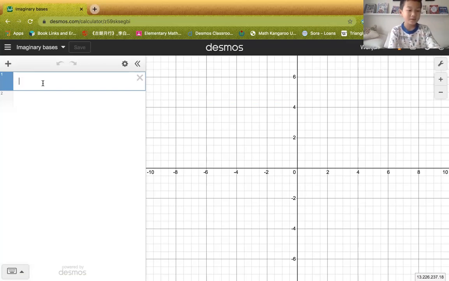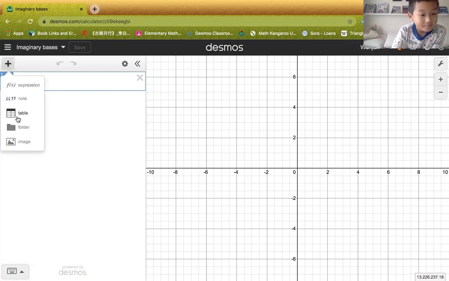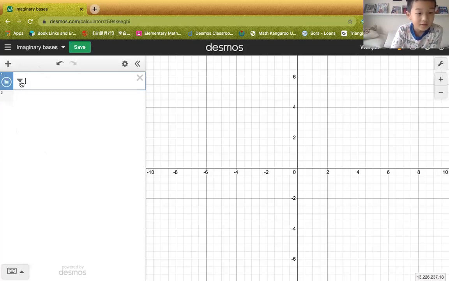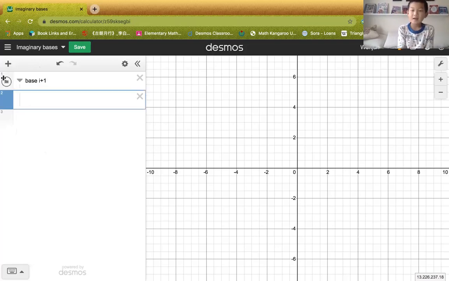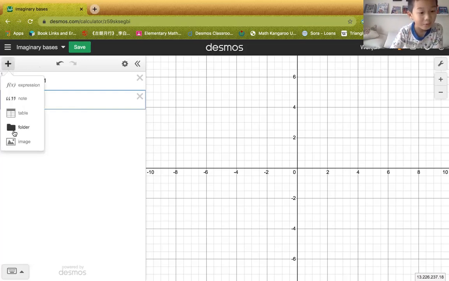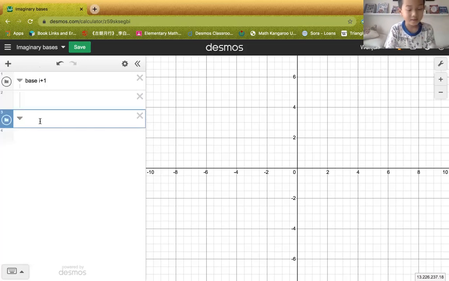Yay, so we're going to start by adding a new folder called base i+1. So we are only working with integers today, so we'll explore 4 of the most common. So now we will explore these: base i+1, base i-1.